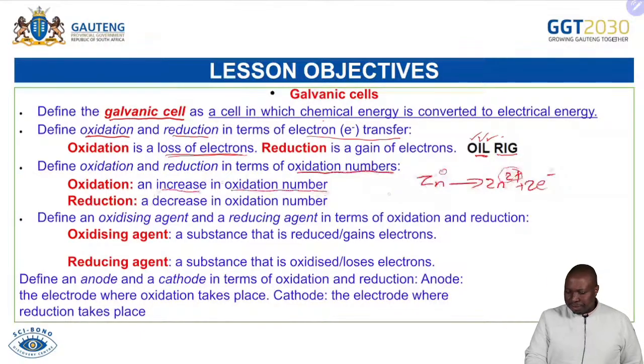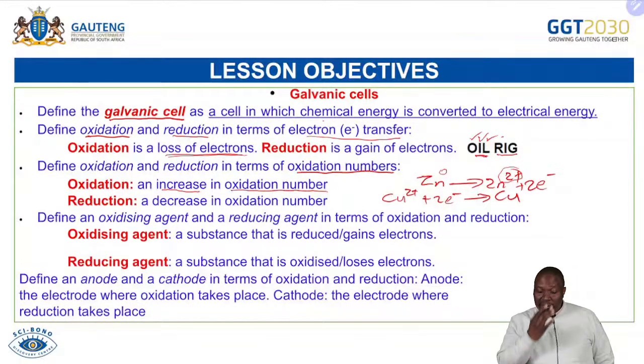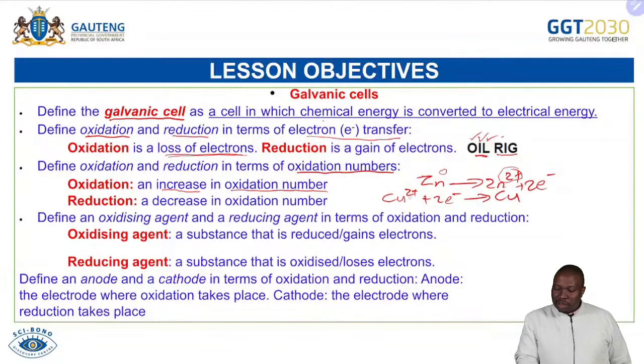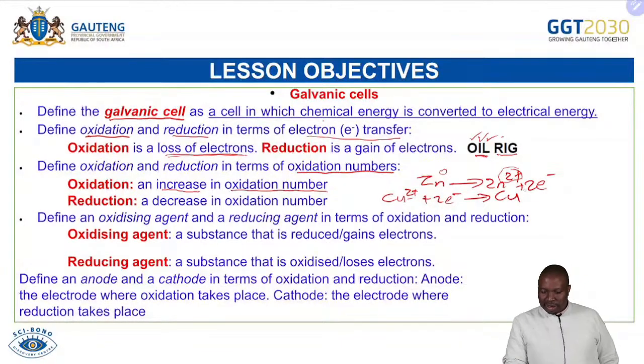In this case, you can have copper 2 plus gaining 2 electrons to form copper. You can see that copper 2 plus in the reactants was 2, and then on the product side it is 0. So you are able to see there that reduction is the decrease in oxidation number.